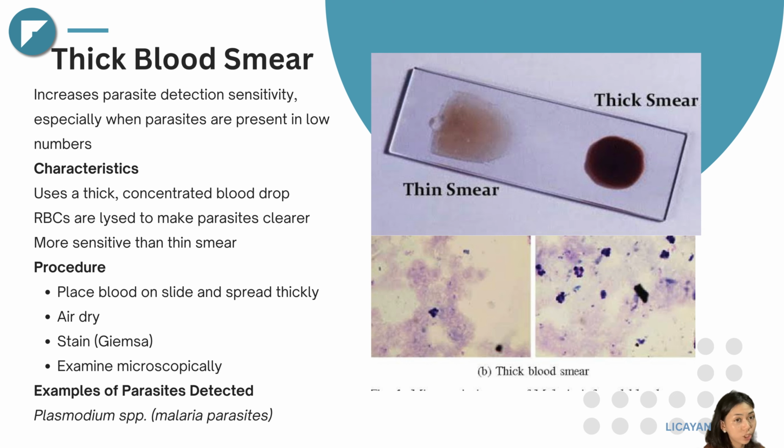So in the photos you can see here, we can compare the dark concentrated blood spot to the thin smear, because we've cleared away the red cells. We can find parasites much faster.